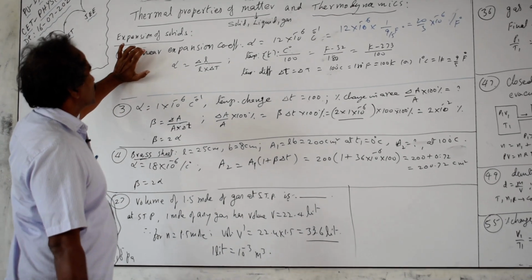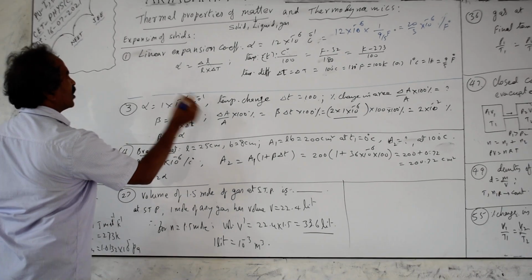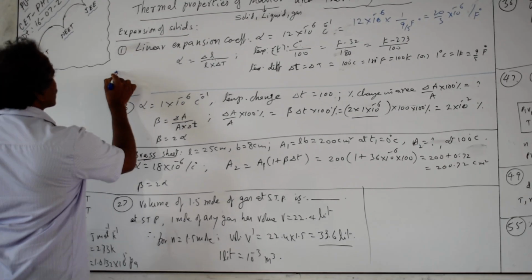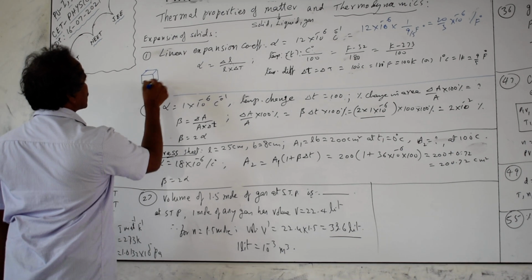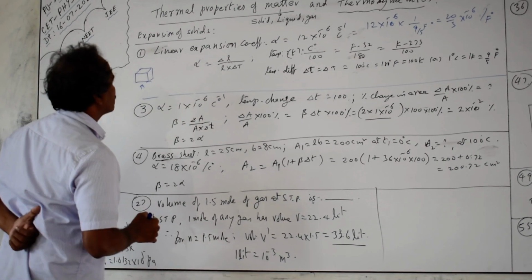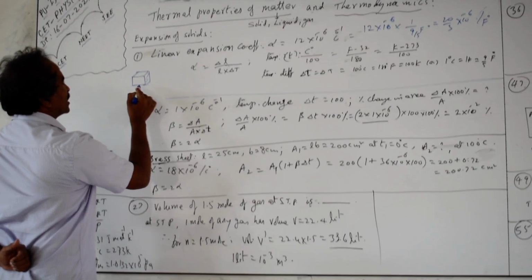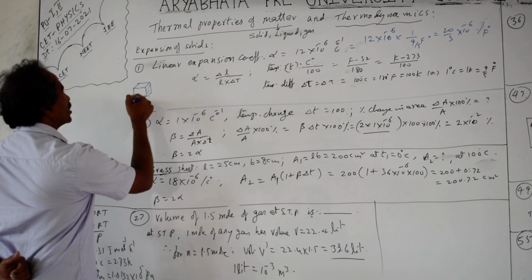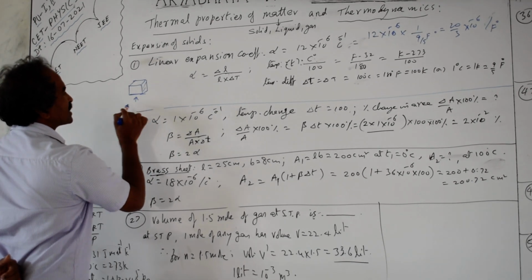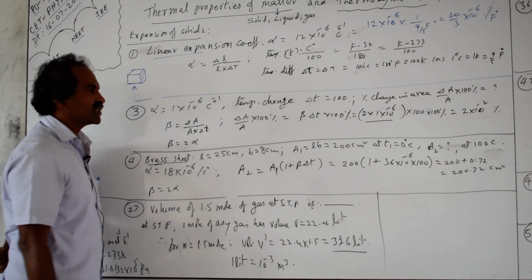Next, linear expansion coefficient. Solids have three types of expansion coefficient called the linear, areal and volume expansion coefficients. That means if you take a solid and heat it, the length changes, breadth changes, height also changes. That means thickness changes. Because length and breadth change, the area changes. Because length, breadth and height change, volume changes. The length change is measured in terms of the linear expansion coefficient, which is a constant for the given solid.